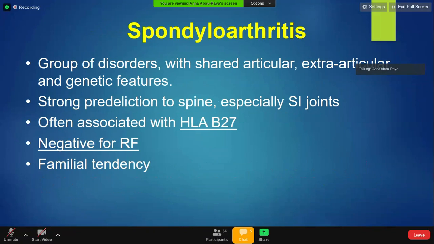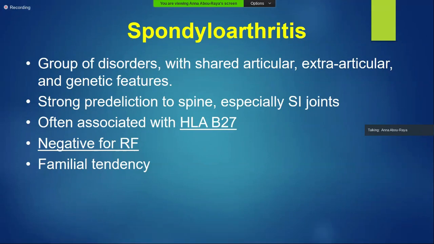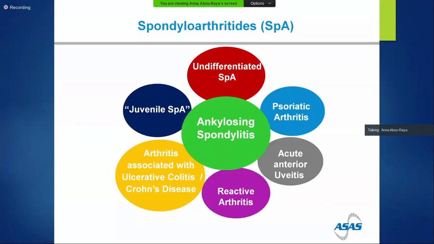Of course, in the lecture we said that we group them together because they share articular, extra-articular and genetic features. There is a strong predilection to the spine. Affection of the spine is common, especially the sacroiliac joints. We also say that they are often associated with HLA-B27 and a familial tendency, and they are negative for rheumatoid factor. That is why in the past we called them seronegative spondyloarthritis. These are the groups of the diseases.